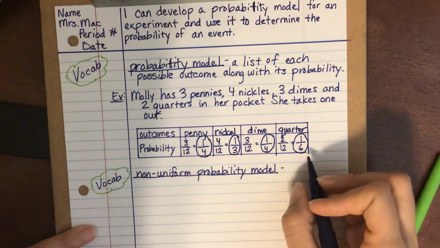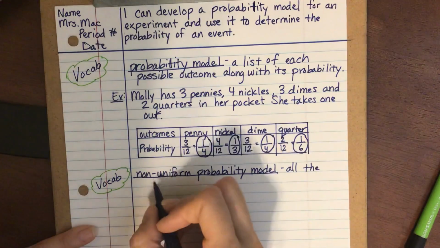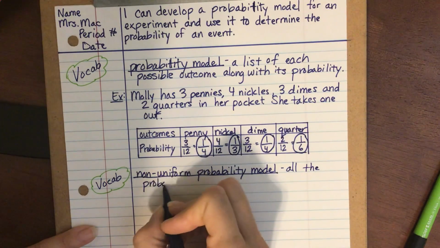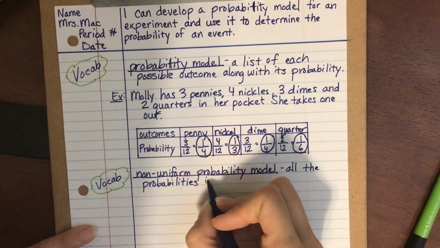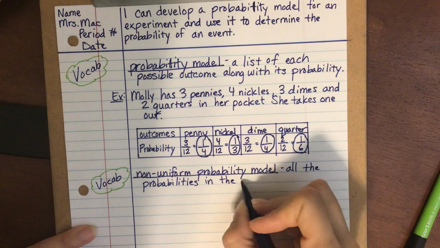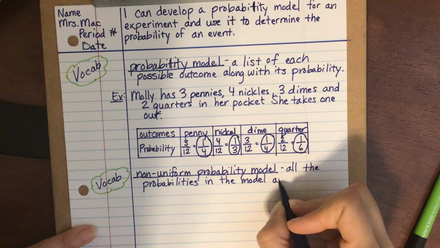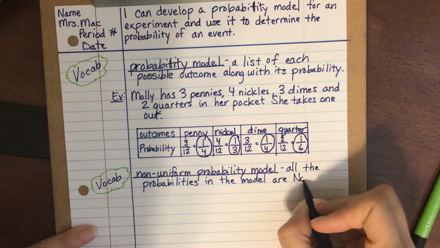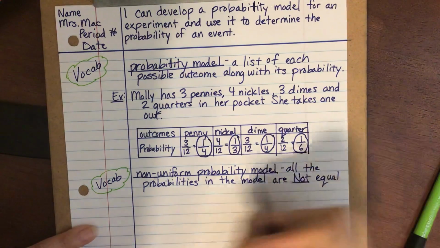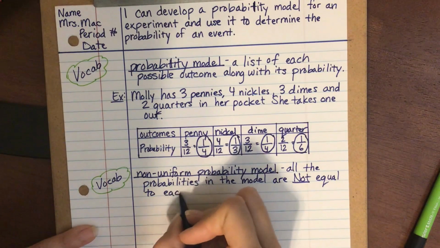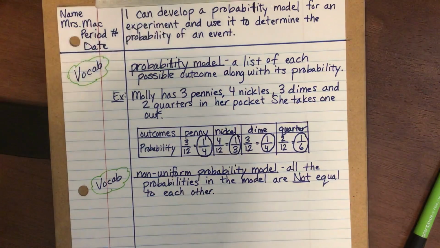And the definition is: all the probabilities in the model are not equal to each other. Okay, so that is a non-uniform probability model.